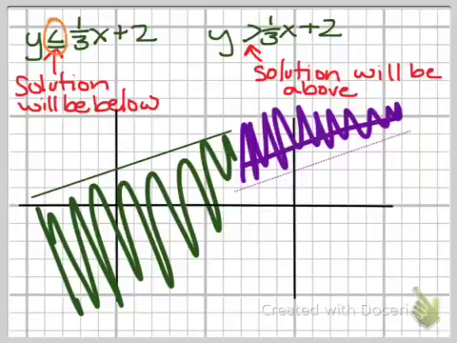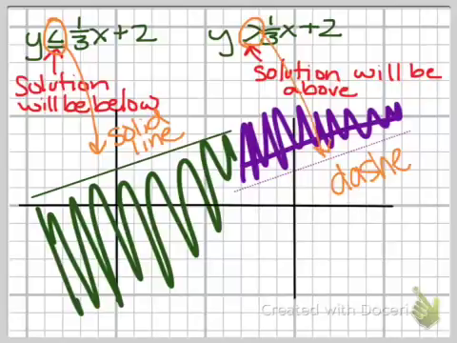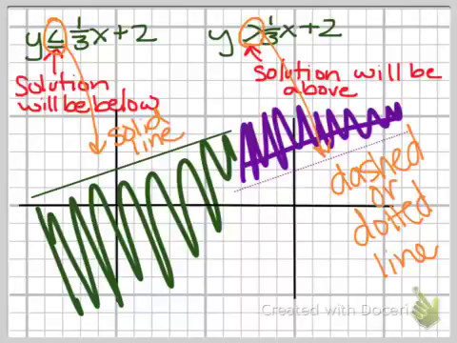Now I need to make a note about the lines. Since we have the less than or equal to symbol, we know we're using a solid line. And when we have the greater than symbol, it doesn't have an equal with it. It's going to be a dashed or a dotted line.